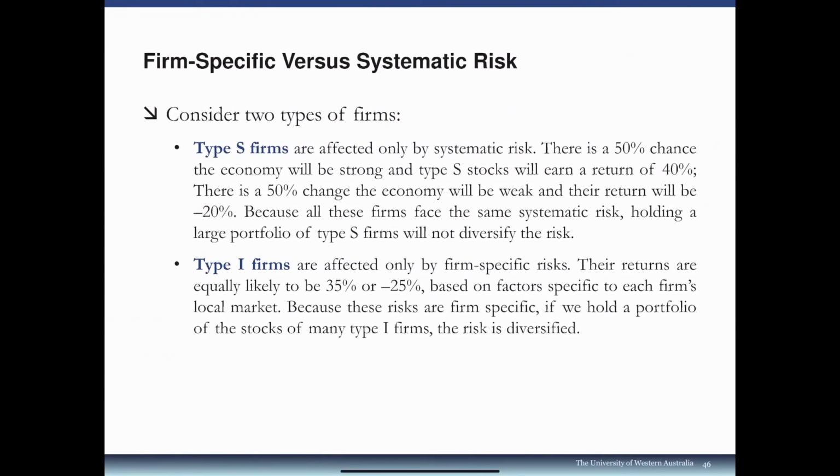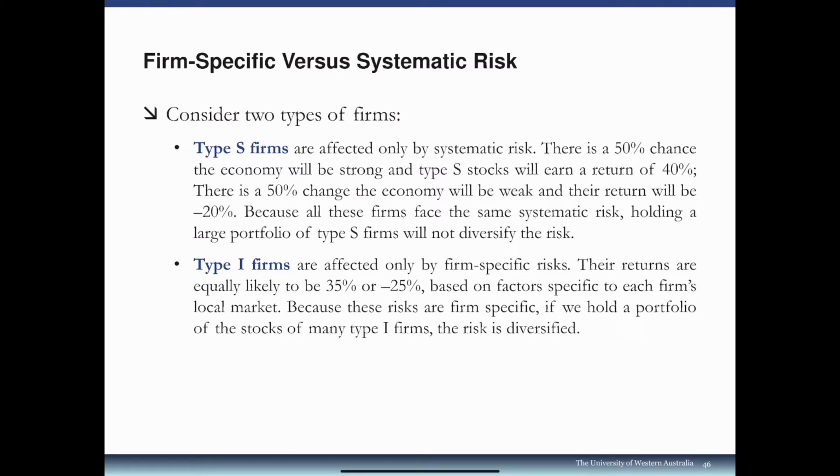So how do we understand firm-specific versus systematic risk? Let's consider two types of firms. This can be abstract to some people, but let's say we have type S firms. Type S firms are only affected by systematic risk. Let's say in this example there's a 50% chance the economy will be strong and type S stocks will earn a return of 40%, and a 50% chance the economy will be weak and the return will be minus 20%.